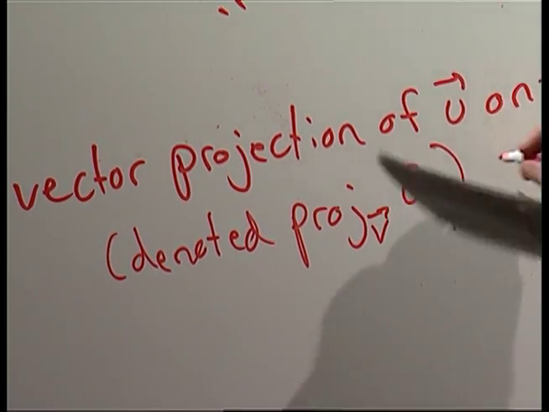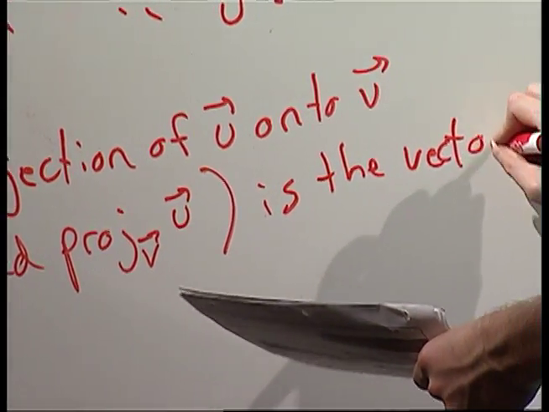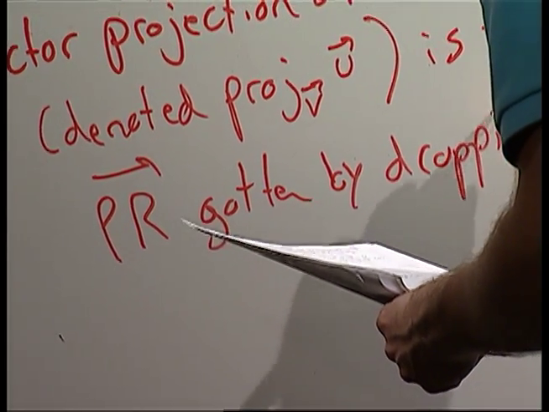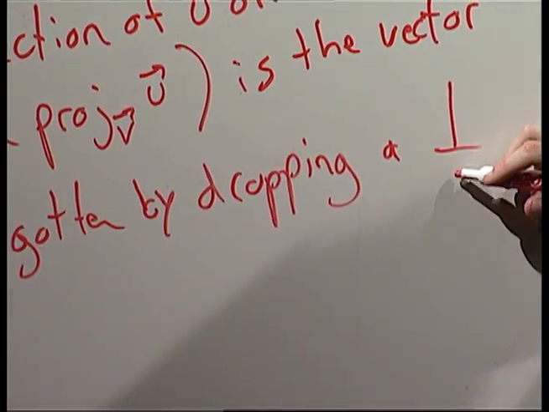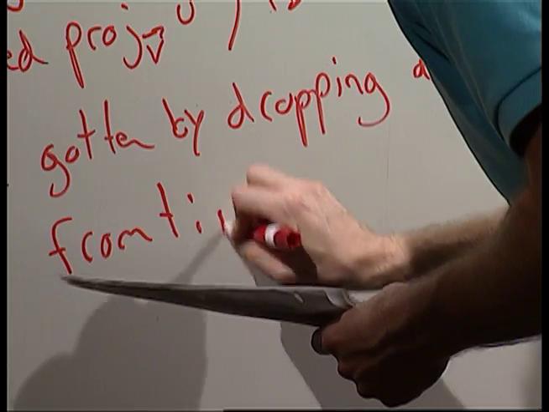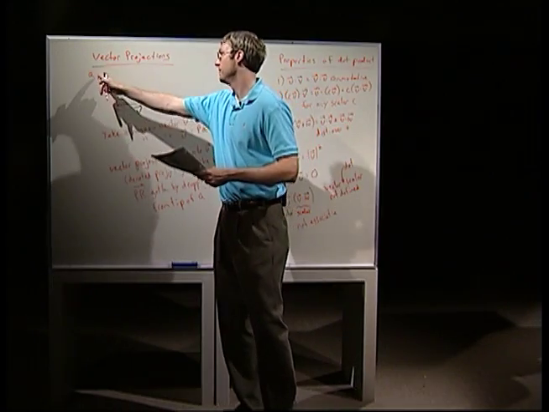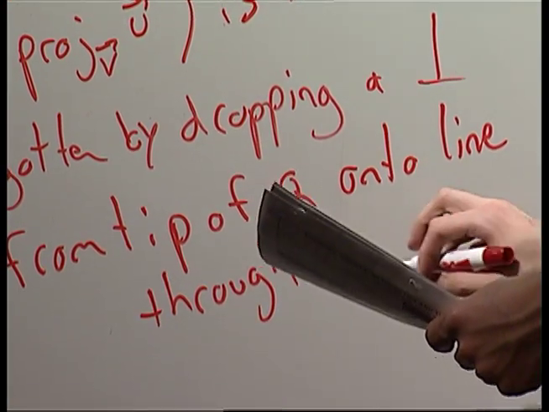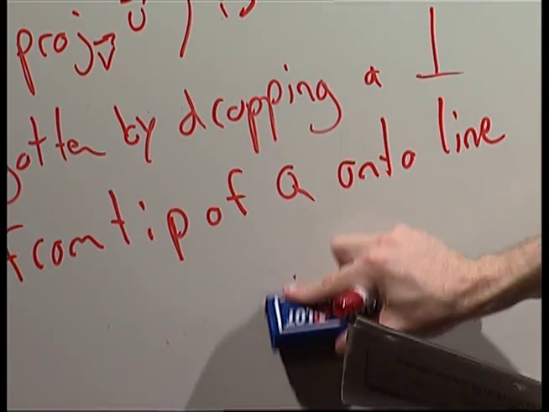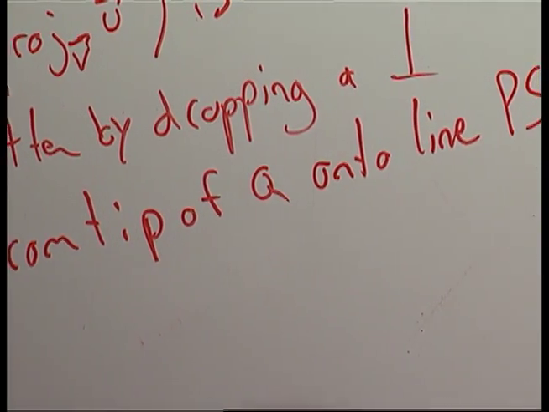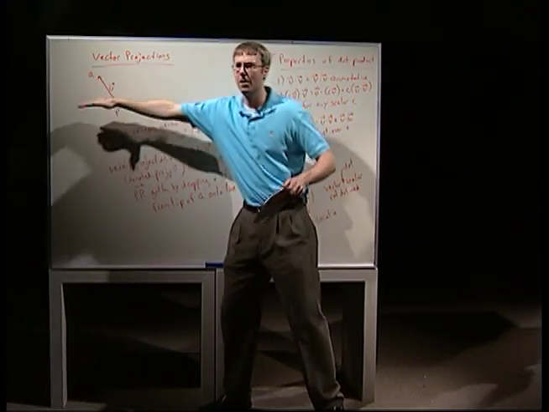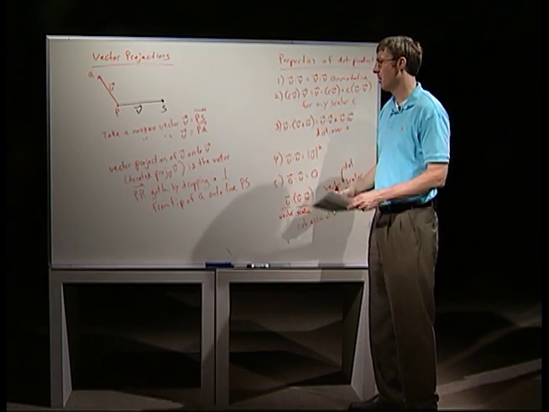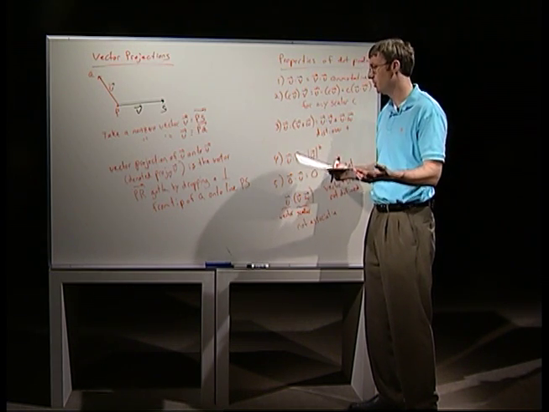Denoted by proj sub V of U is the vector PR gotten by dropping a perpendicular from the tip of Q, i.e. the tip of vector U, onto the line through, or onto the line, I guess I want to say PS. Yes, so notice that vector PS is finite length. I can run an entire line along here and call that line PS, and it will go on forever and ever. So there's the vector projection definition. It's the vector PR gotten by dropping a perpendicular from the tip of Q onto the line PS.